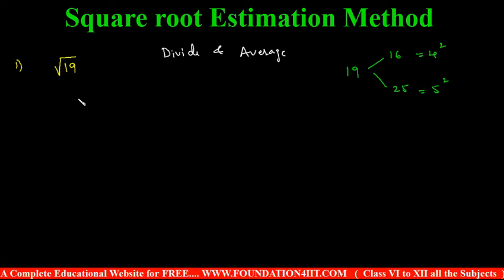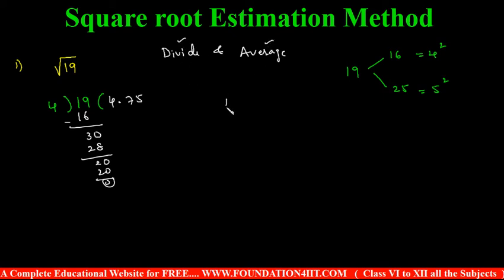So 19 divided by 4. This division you can do. So what do we get? 4 4s are 16, 3. Okay, 0 point. 4 7s are 28 and 2. Again 0. 5 4s are 20, 0. So what we got is 4.75. This is the division. Next is the average.